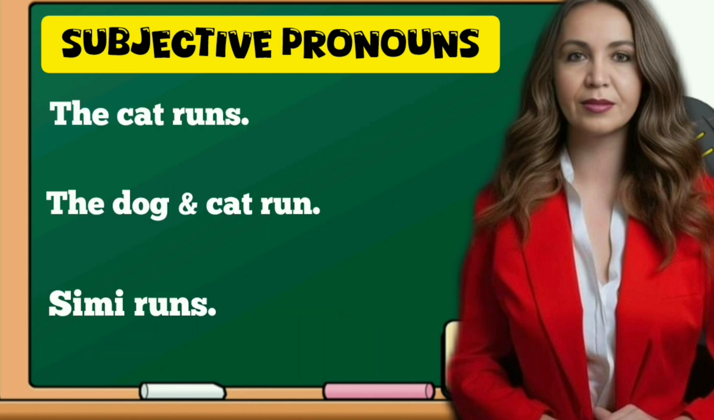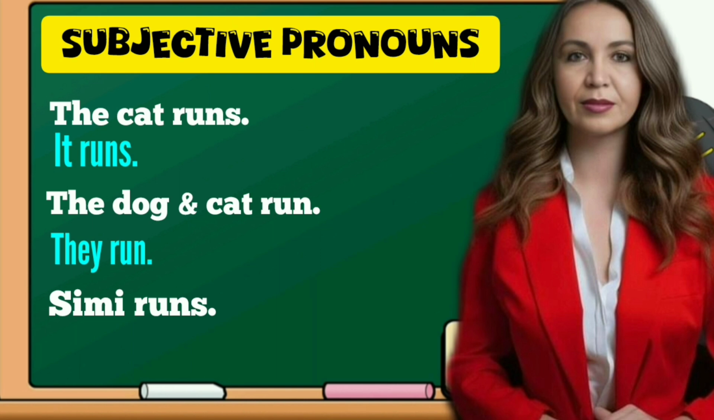Let us do more practice. Now look here. The cat runs. The cat is an animal and it is one cat, so we have to say it runs. The dog and cat ran. They ran because they are two together. So we have to say they ran because they are a group of animals, more than one. So anytime you have two or more things, you say they.